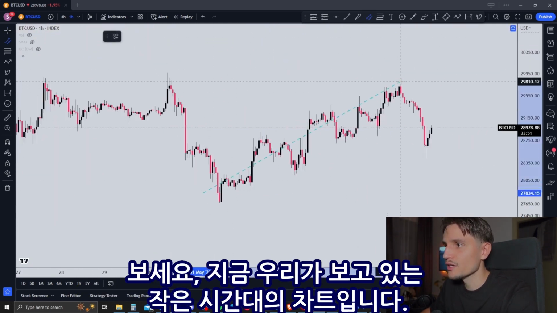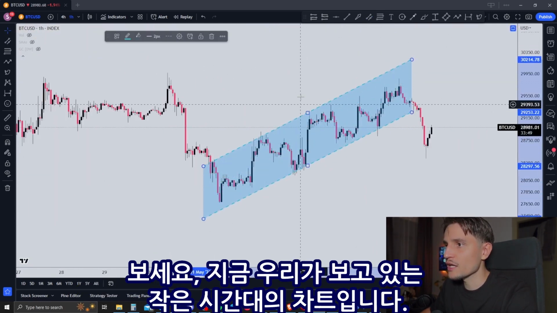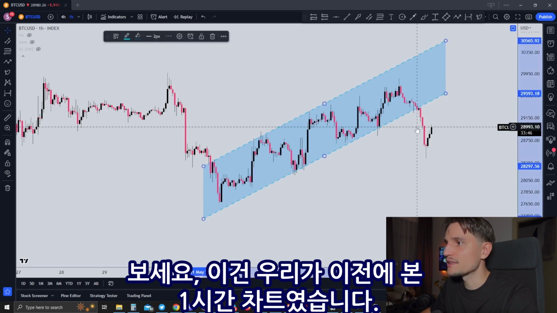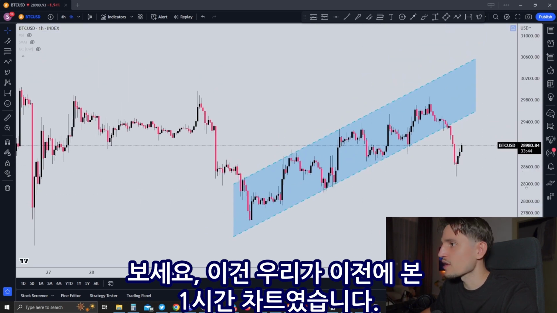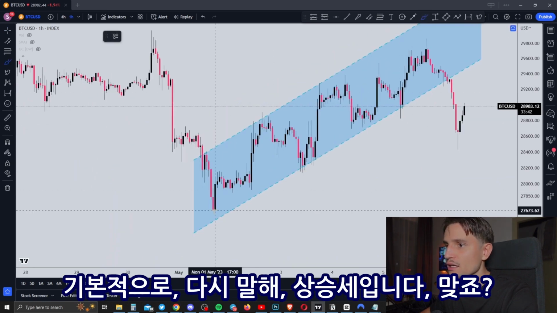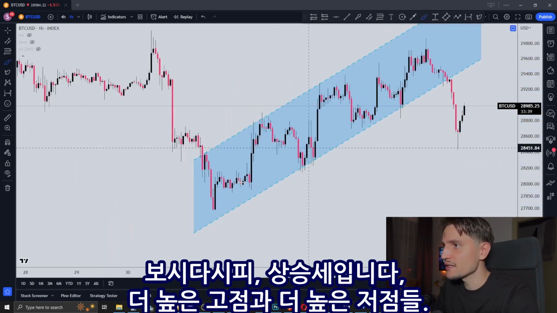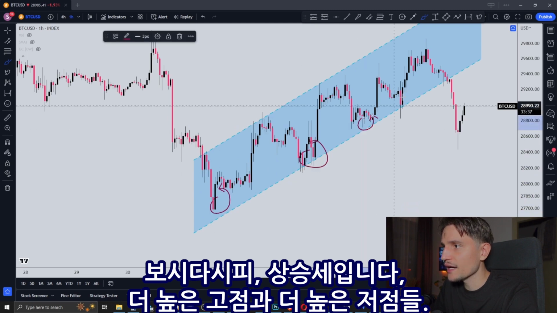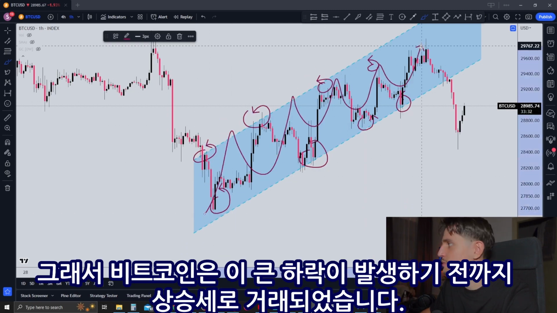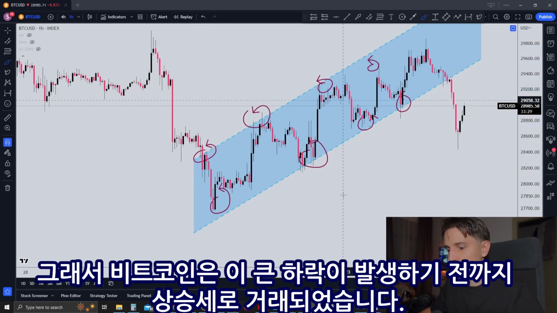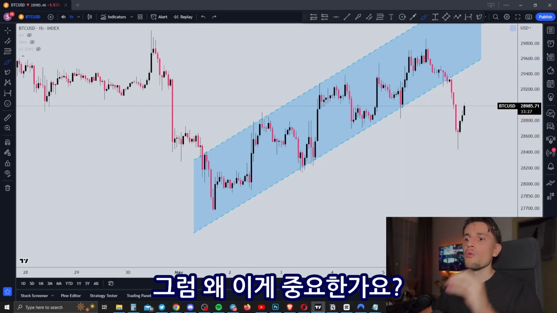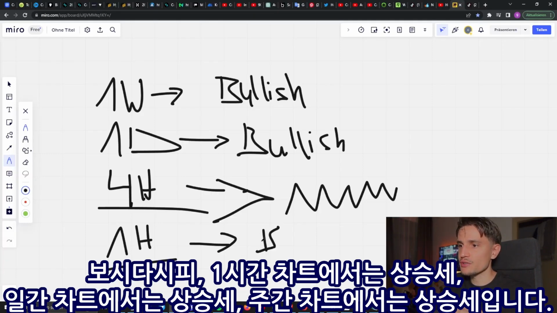This is the current chart that we are looking at on the smaller time frames, guys. Look at this. This was the previous 1-hour time frame that we had. Basically, once again, bullish, guys, right? As you can see, bullish, higher high, and also higher lows. Simple as that. So Bitcoin was basically trading bullish until we had this huge breakdown. So why is that so important? As you can see, we have bullish on the 1-hour time frame, bullish on the daily time frame, and bullish on the weekly time frame.